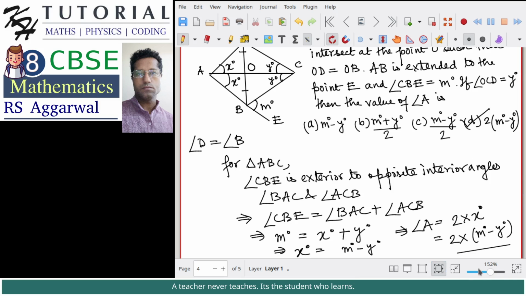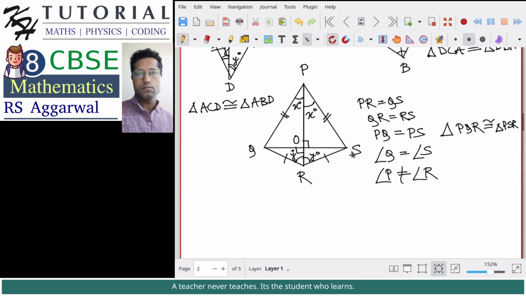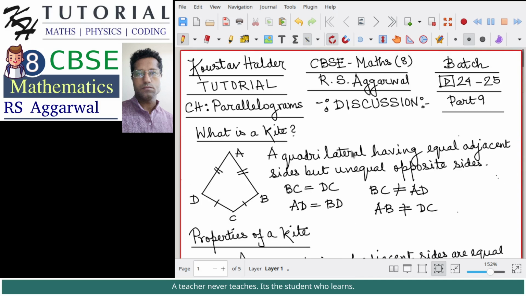So these two problems were not that difficult. You just need to keep in mind all the properties of the kite and apply those concepts to figure out the angles that you are looking for. I hope this video was beneficial. So we have completed the whole chapter of parallelograms and all the special types of quadrilaterals and parallelograms, that is square, rectangle, rhombus, trapezium, isosceles trapezium, and kite.